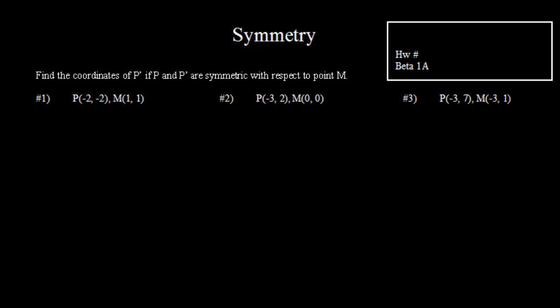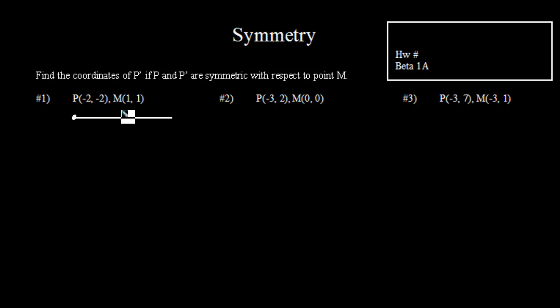Alright, here we have the homework from section Beta 1. This is homework Beta 1a. Directions for the first three problems: find the coordinates of P prime if P and P prime are symmetric with respect to point M. I would encourage you to draw a segment.